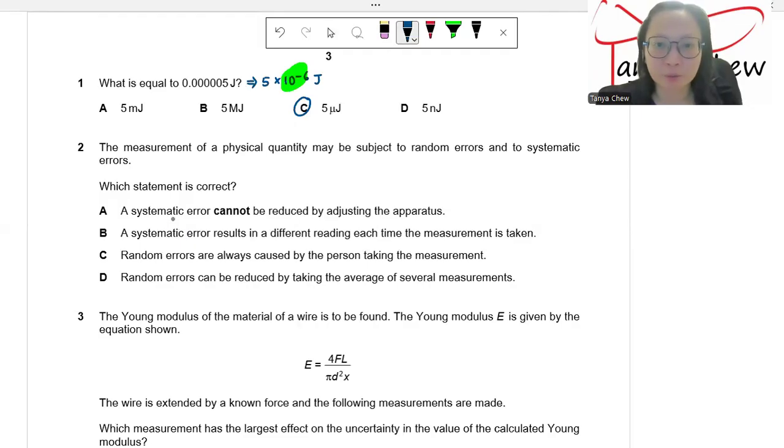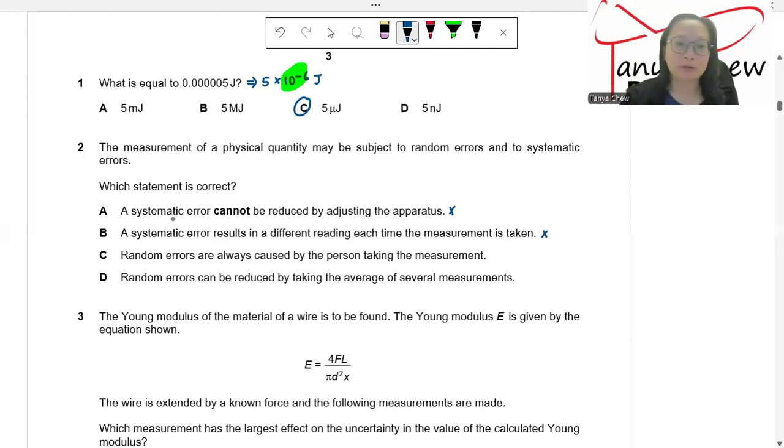So this is wrong. B, a systematic error results in a different reading each time the measurement is taken. Actually, a systematic error will cause the reading to be deviated to one side. Either the reading would be higher than the true reading, or the readings will be lower than the true reading. So B is wrong as well.